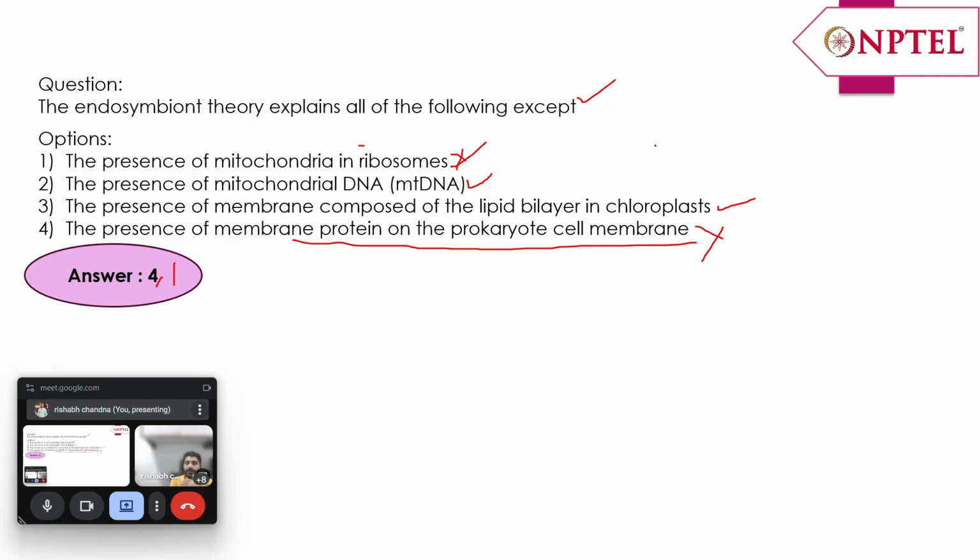Sir, endosymbiont theory explains how the eukaryotic cell evolved from the prokaryotic cell, no? No, sir. The basic evolution of eukaryotes is not explained by the endosymbiont theory. It just suggests that two organelles, chloroplast and mitochondria, are small prokaryotic organisms living as symbionts in a eukaryotic cell. So they do not explain anything about eukaryotic evolution. Okay, sir. Thank you. Sure. So let's move on to the next question.